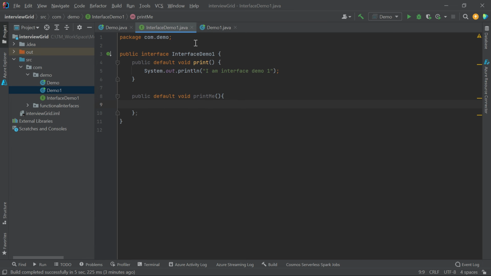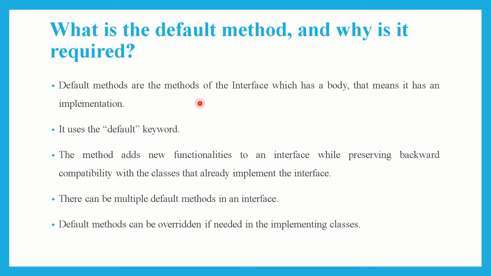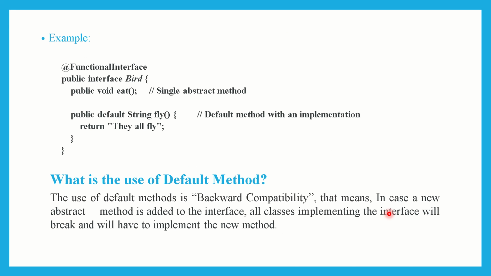That means whenever you add a new functionality to an interface, you can declare that as default and you need not worry about all the classes which have implemented that interface. So this is known as backward compatibility. That is a problem which is solved by default methods in interfaces.